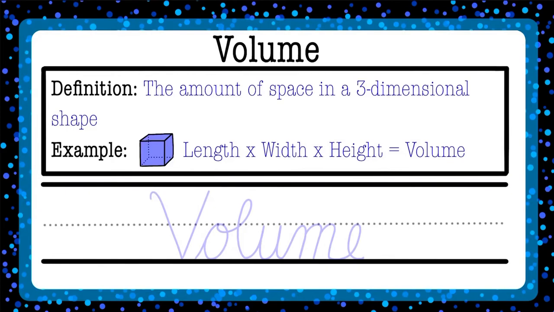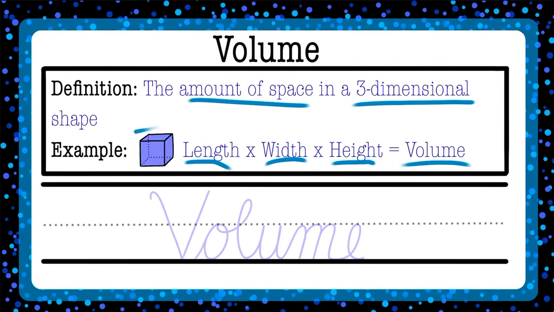To start, let's define it. The definition of volume is the amount of space in a three-dimensional shape. So in my example, you'll see this cube. How we find our volume is I'm going to take the length times the width times the height, and that will get me my volume. That's going to tell me how much space is being taken up in that cube. So that blue color inside, that's representing what the volume would look like.